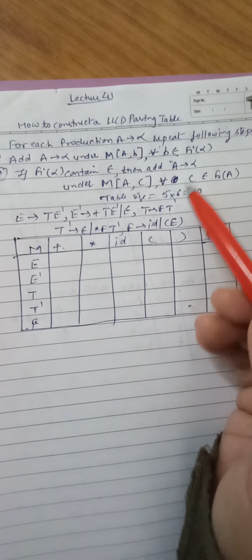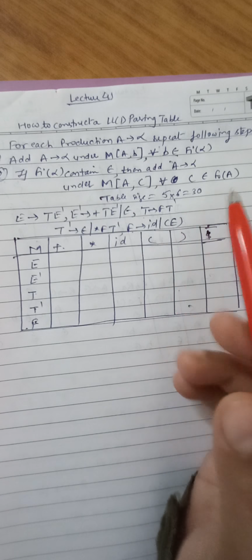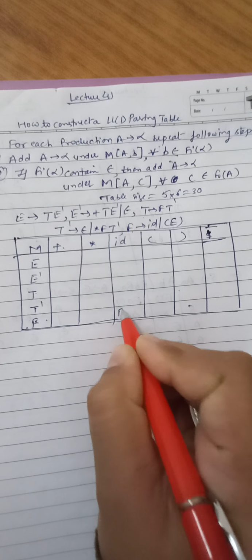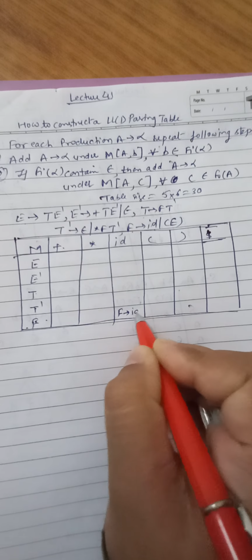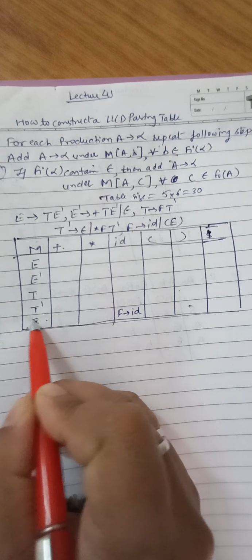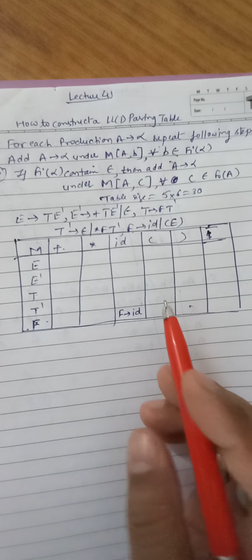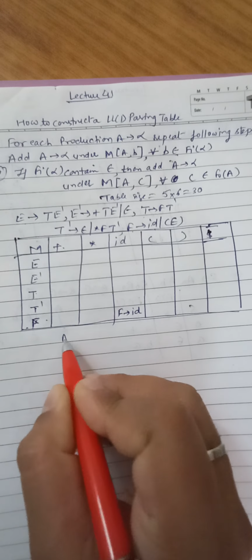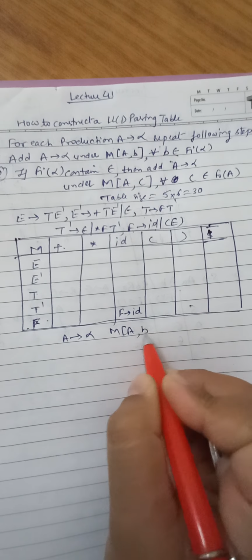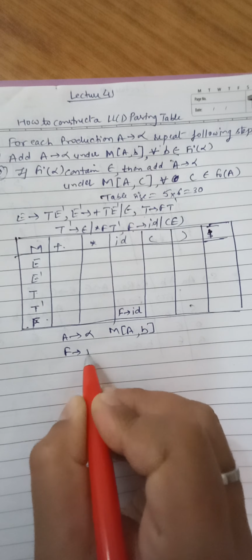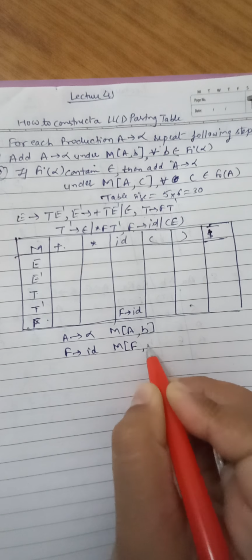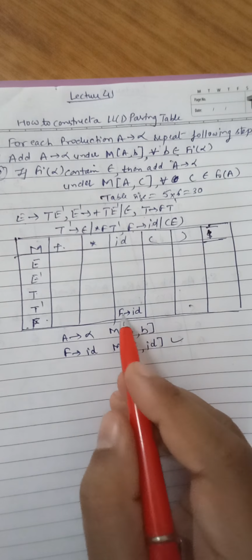The first we can see, F tends to ID is simply given here. So we will write F tends to ID here, because F is the variable here, and ID is the terminal here. From the rule, we have A tends to alpha at M, A variable, then this terminal. So from here we can simply say F tends to ID is a production, so we will write F tends to ID here under ID.